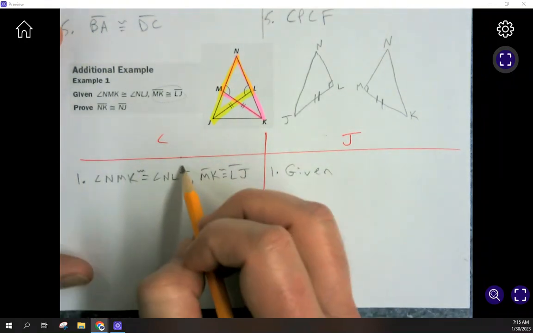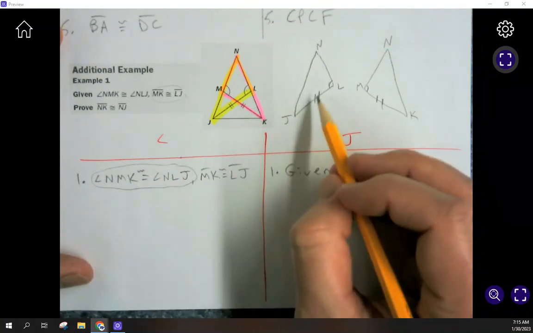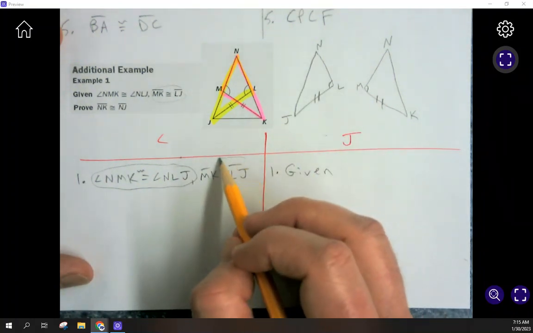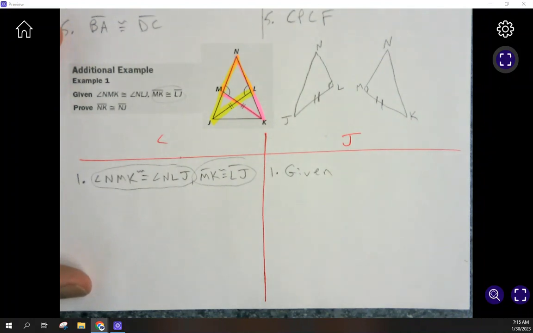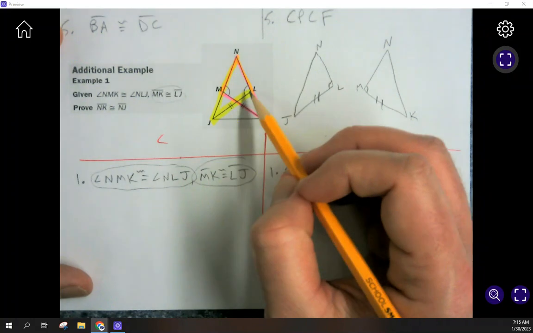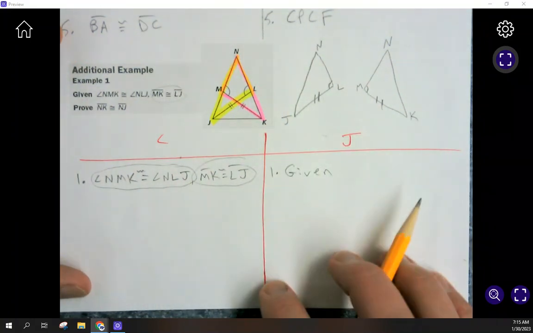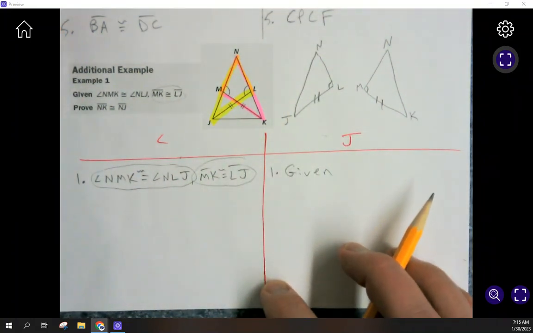And so right off the bat, I've got an angle matching in these two triangles, and I've got a side matching in these two triangles. So I only need one more piece of information to make this happen. And in these overlapping ones, you always want to be looking for something that they share. There's almost always an angle or a side that they share.